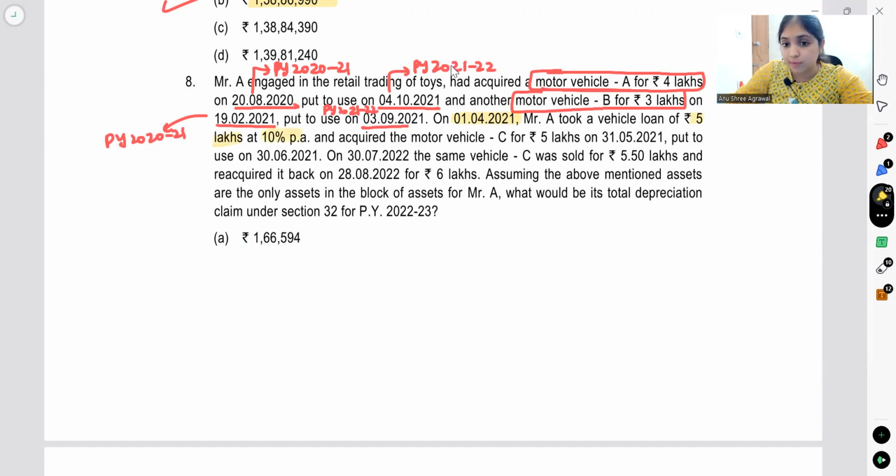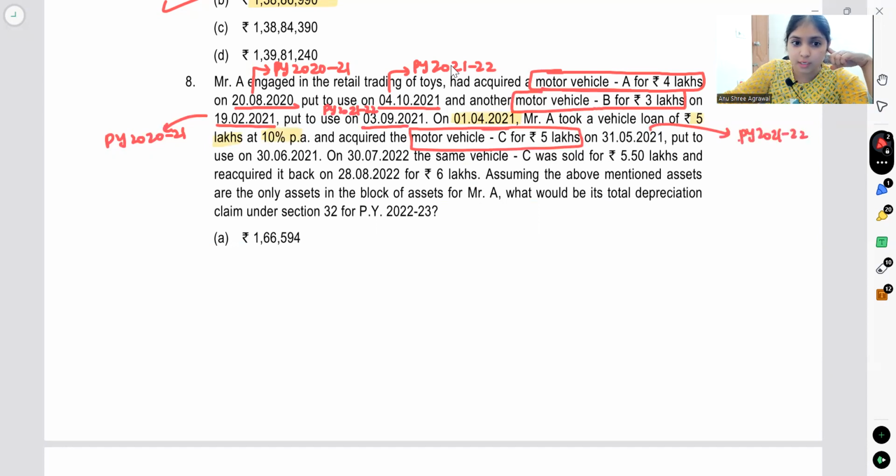He acquired motor vehicle C, another motor vehicle, so the third vehicle. He is acquiring motor vehicle C for 5 lakhs on 31st May 2021. This is going to be previous year 21-22. He put it to use on 30th June 2021, in the same year 21-22 itself.